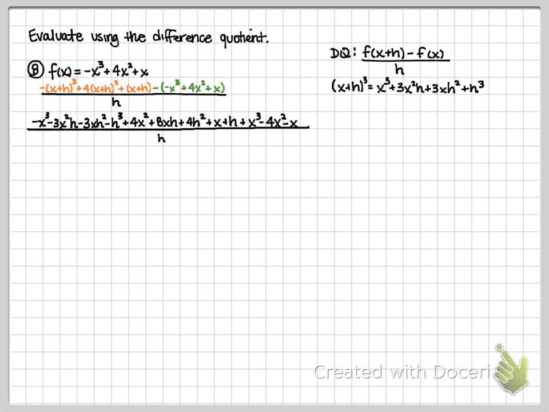So let's see what we can cancel out. So I have a negative x cubed at the beginning here. I better have a positive x cubed somewhere else. Oh, there it is. Okay, so those go away. I have a positive 4x squared, which means I need a negative 4x squared. There it is. Those go away. And then I have a positive x and a negative x. Those go away. So I'm just going to take a second and write down what we've got.